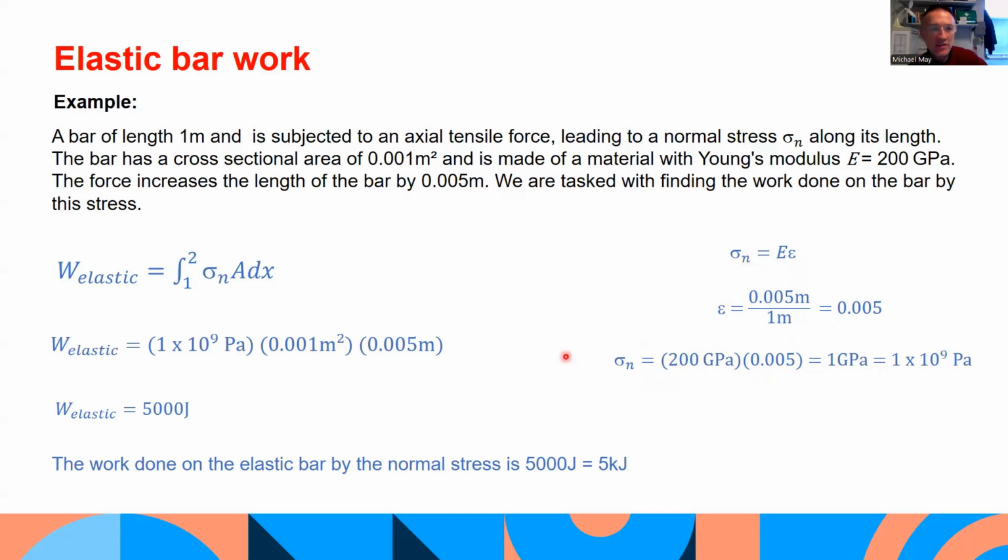And we can put that into our equation over here, our work equation. And then we have our area over which it's acting. And we have the change in length. And in this case, the work done on the elastic bar by the normal stress is 5,000 joules or 5 kilojoules.